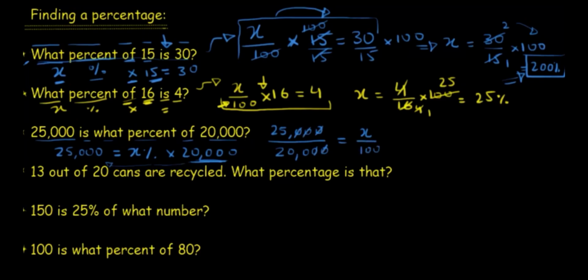Zeros, everything cancels out. Shall I take 100 to the other side as well? Because I do not need it here. So I multiply both sides by 100. That 0 goes off with this here. And 2 times 1 is 2. 2 times 5 is 10. 5 times 25 is 125%.